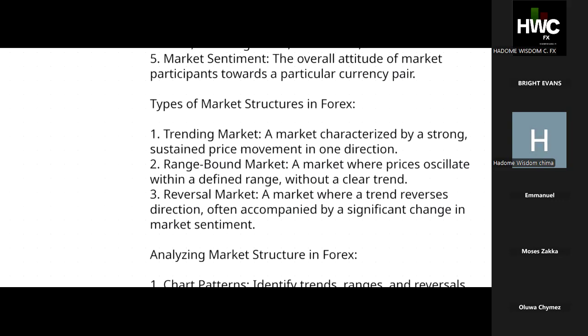The number two here is what I call range bound markets. This is the market I said will be moving in a particular zone. These markets don't like leaving a particular zone. They always stay around those zones. Now we have number three, reverse market, meaning this market retraces. Most times it's called a retracing market.